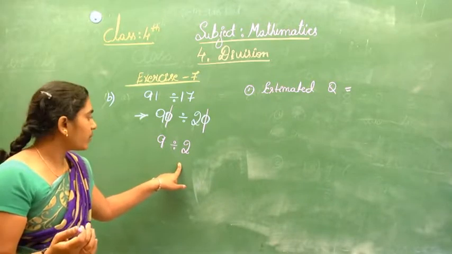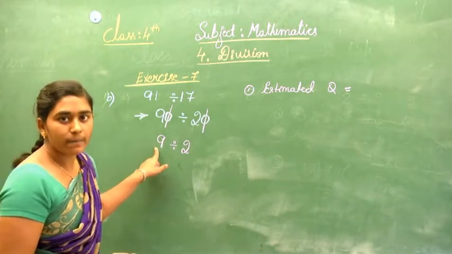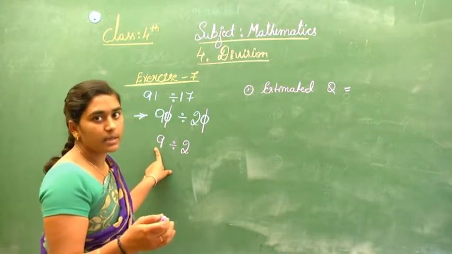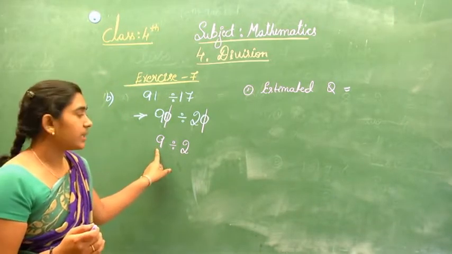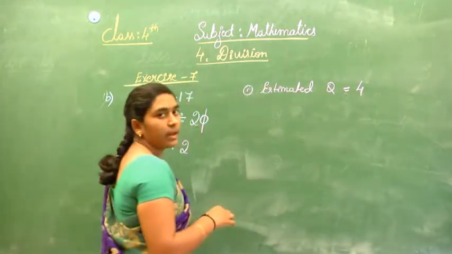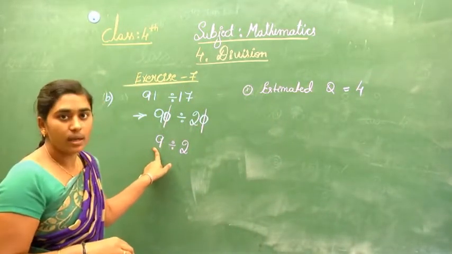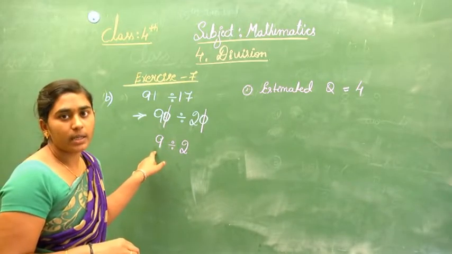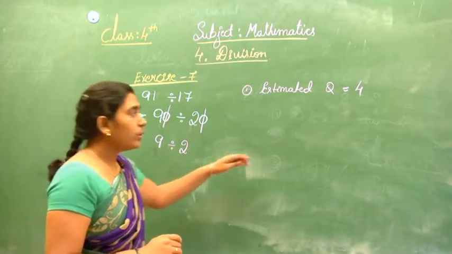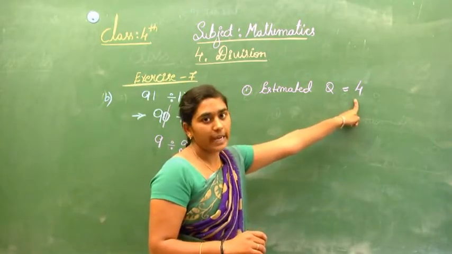Which multiple of 2 will be equal to 9? 2 ones are 2, 2 twos are 4, 2 threes are 6, 2 fours are 8. So 8 you can write, 2 fours are 8. That is the nearest multiple for 9. You cannot take 10. 10 is more than 9. So less than only you need to consider, which is 2 fours are 8.